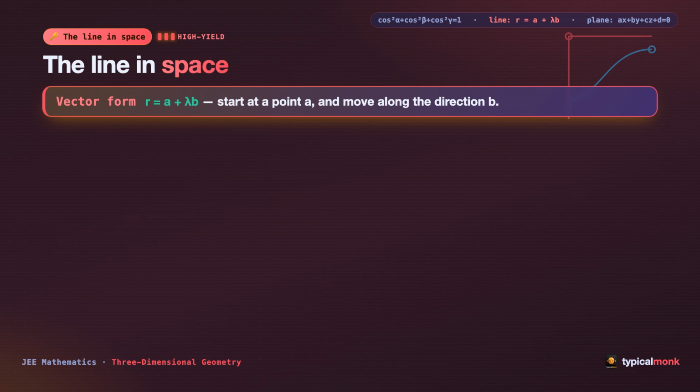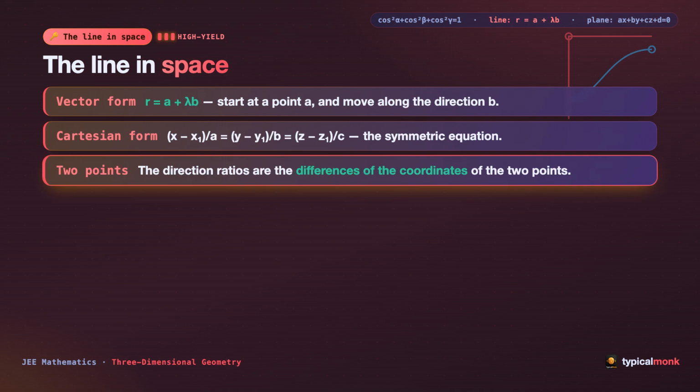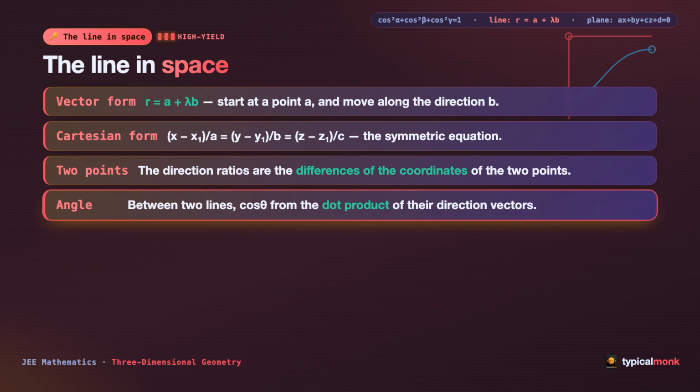Now the line itself, in two forms. Vector form, r equals a plus lambda b, start at the point a and move along the direction b. Cartesian form, x minus x1 over a equals y minus y1 over b equals z minus z1 over c. The symmetric equation through 2 points: the direction ratios are simply the differences of the coordinates of the 2 points. The angle. Between two lines, the cosine of the angle comes from the dot product of their direction vectors.